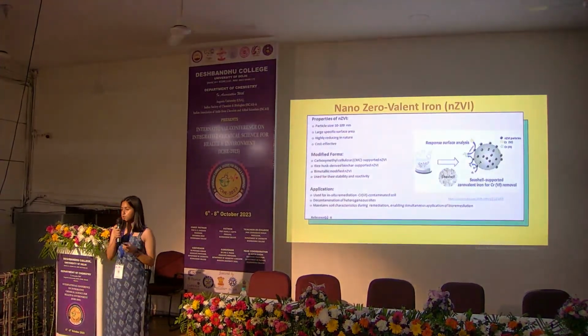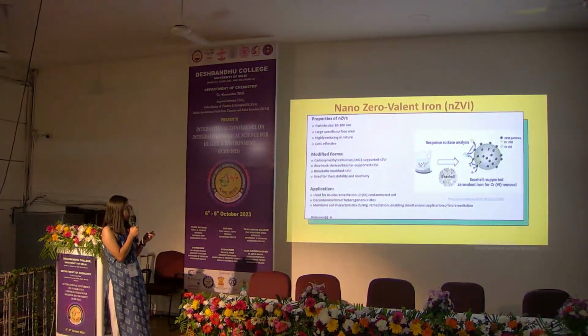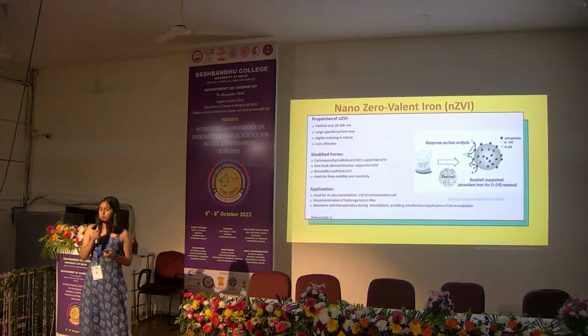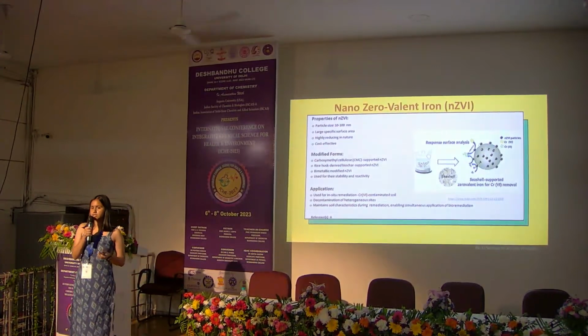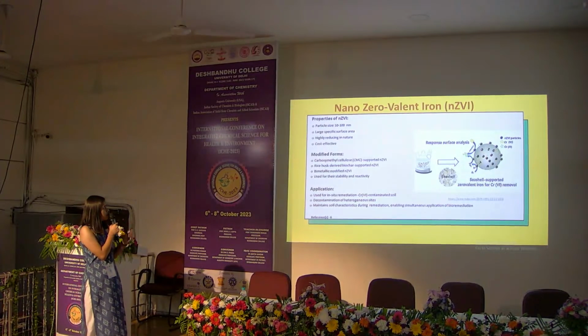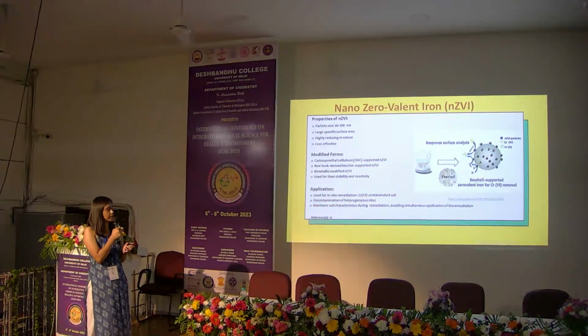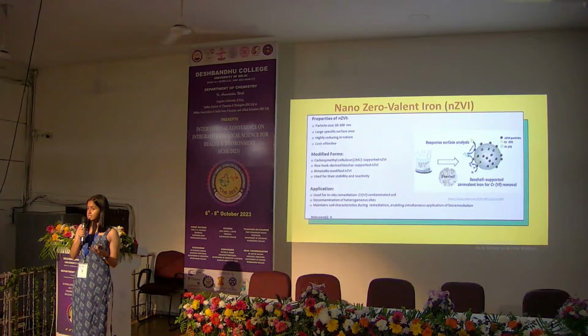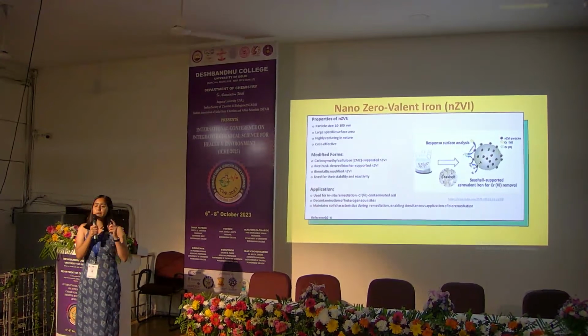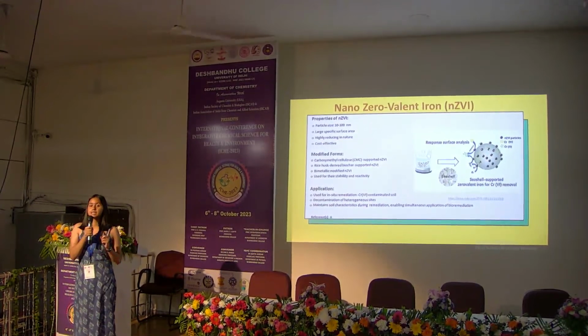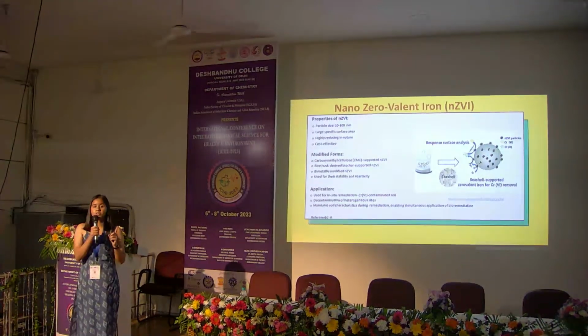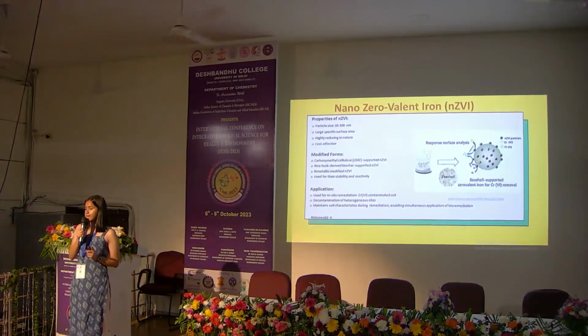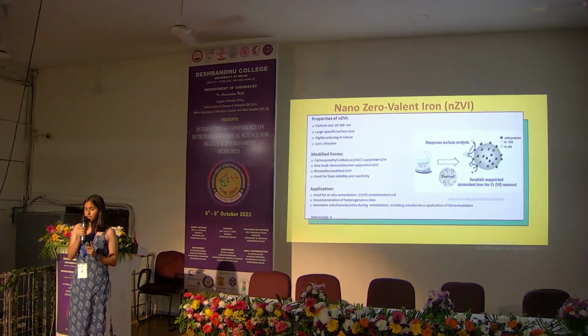Starting with the first nanoparticle, nano-zero valent iron. Starting with its properties, as the name suggests, it is nanoscale. The size is about 10 to 100 nanometers. It has a large specific surface area, and the main property of nano-zero valent iron is its highly reducing nature. But while working with nano-zero valent iron, the main problem that arises is aggregation.